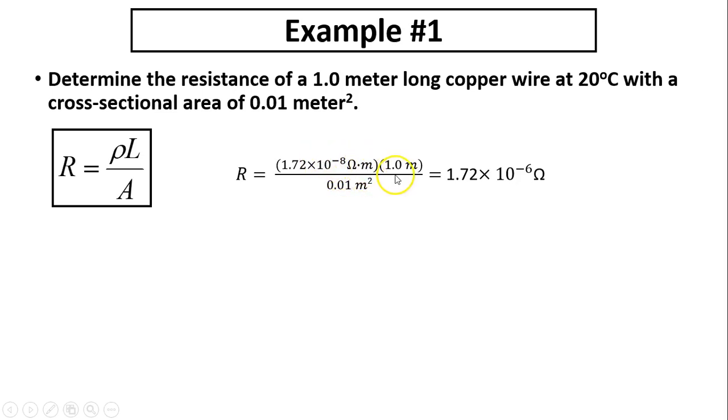This is resistivity times the length of the wire, which is 1 meter. The area of the wire is 0.01 meter squared. So this is 0.01 meter, all squared, not the whole thing squared. Okay, so you should have 1.72 times 10 to the negative 6 ohms.